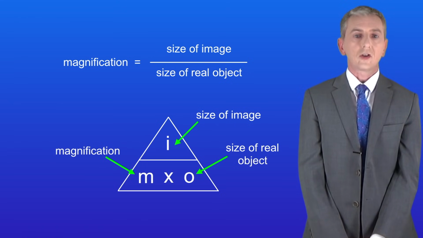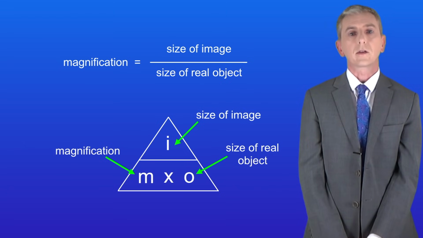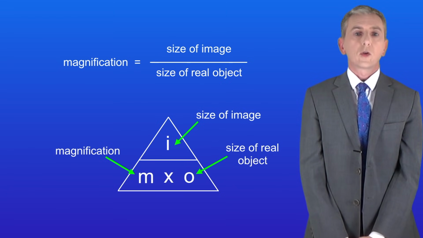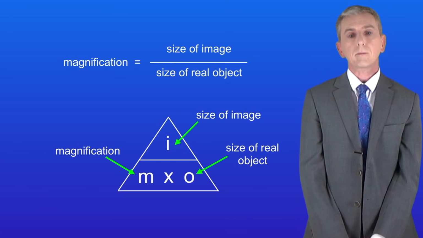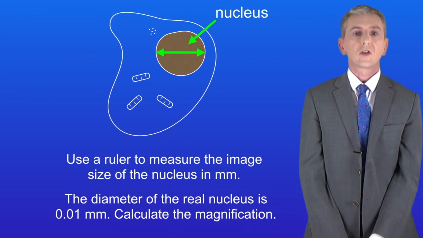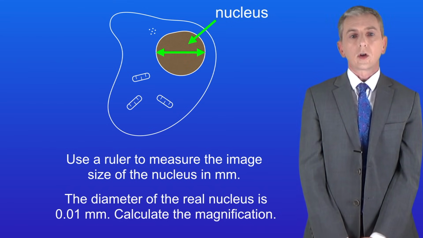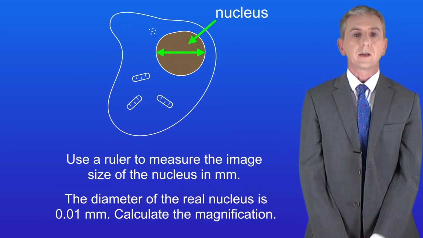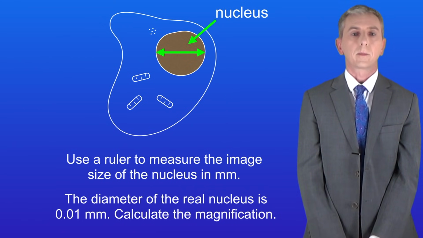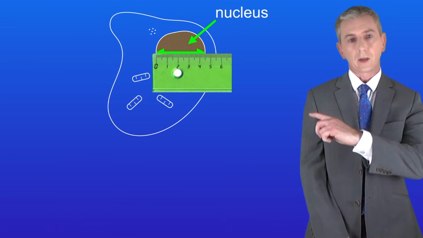Now we can calculate the magnification of a microscope using this equation. The magnification equals the size of the image divided by the size of the real object. You will be given this equation in the exam, but you won't be given the triangle, so it's worth learning. Here's a typical question. Use a ruler to measure the image size of the nucleus in millimeters. The diameter of the real nucleus is 0.01 millimeters.